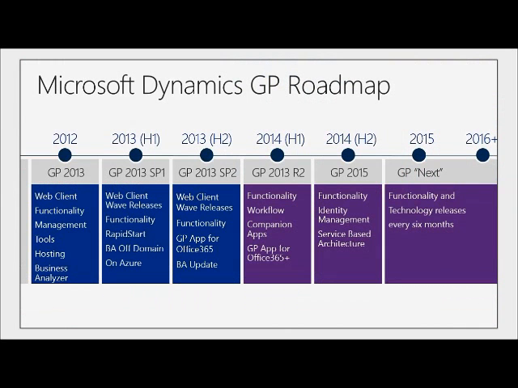The Dynamics GP roadmap illustrates that Microsoft has now adopted a half-year release strategy. As you can see from the slide, there have already been 3 updates to GP 2013 within the past year. All of these updates are occurring before the next major update or release. Microsoft has been getting great feedback on this strategy and will continue this half-year cadence as they move into and beyond the GP 2015 release.